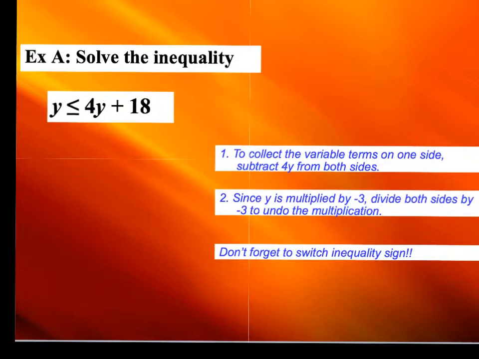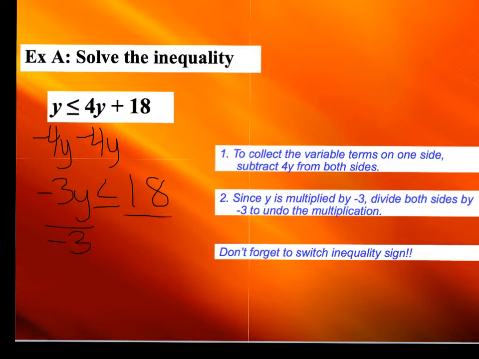So I want to get the 4y with the y on the other side. So I'm going to subtract 4y on both sides of the inequality. Y minus 4y is negative 3y, which is less than or equal to 18. And then I'm going to divide both sides by negative 3. Negative 3's cancel, or excuse me, they reduce to 1. And then we get y. And notice how I put here, don't forget to switch the inequality symbol because we're dividing by a negative number. So we get greater than or equal to negative 6.